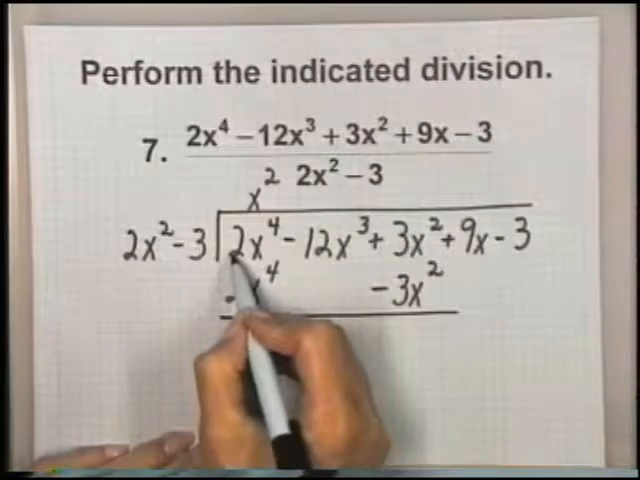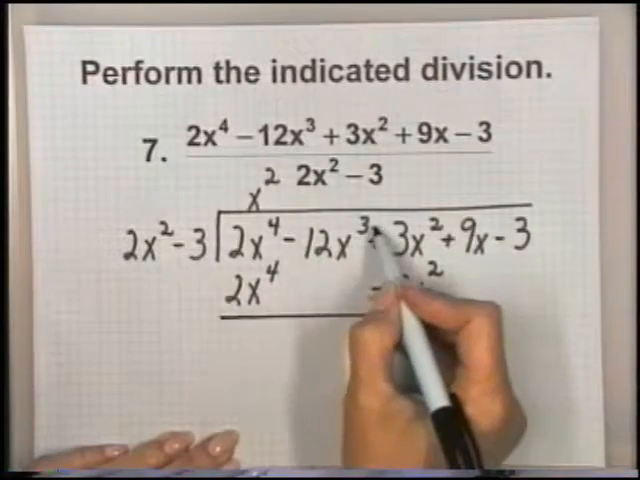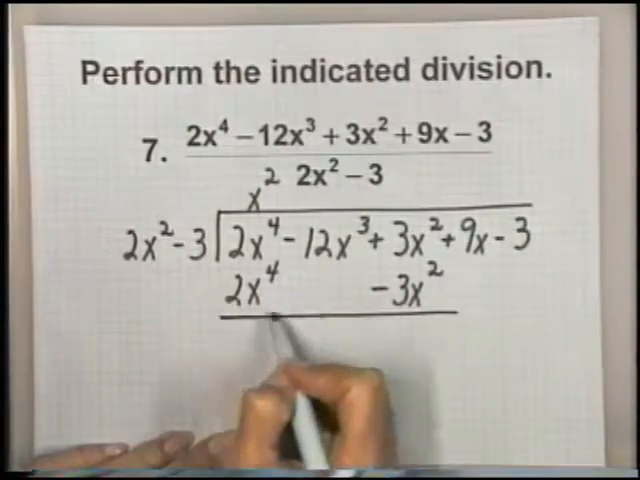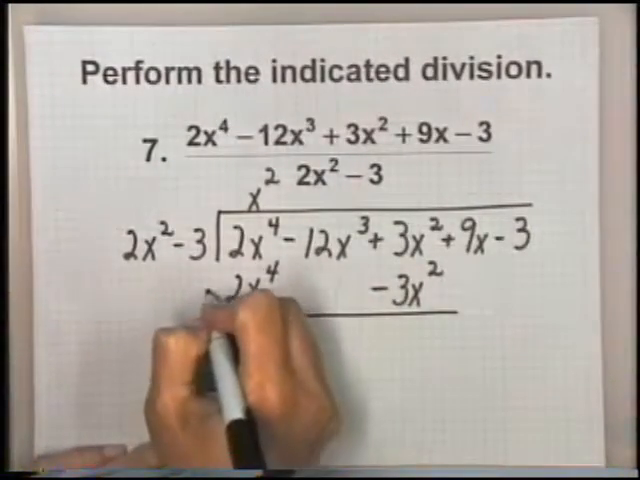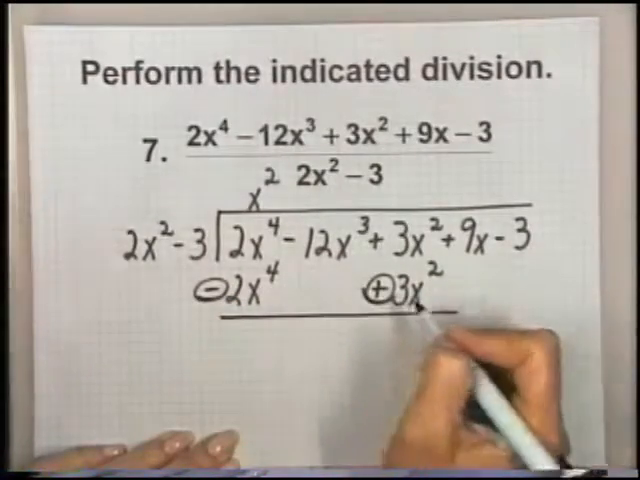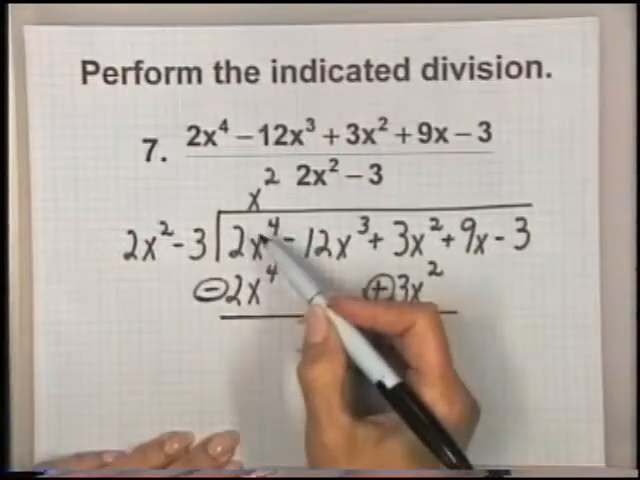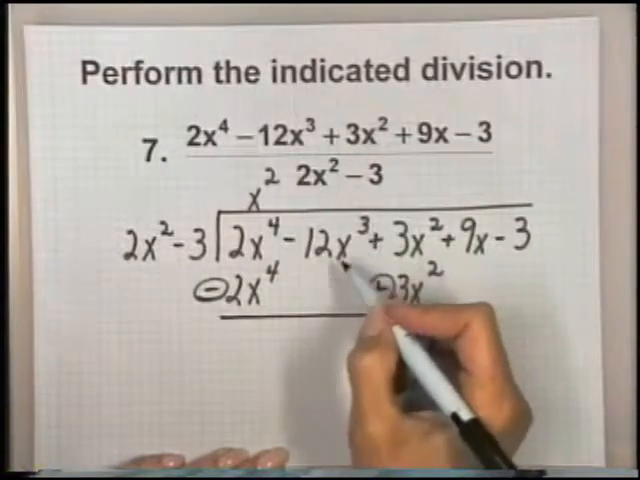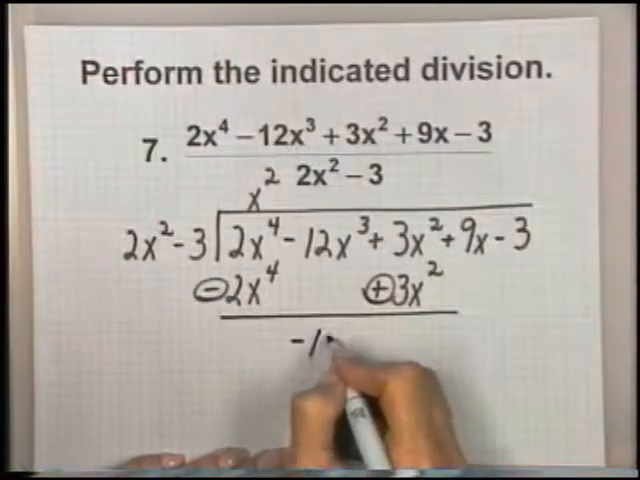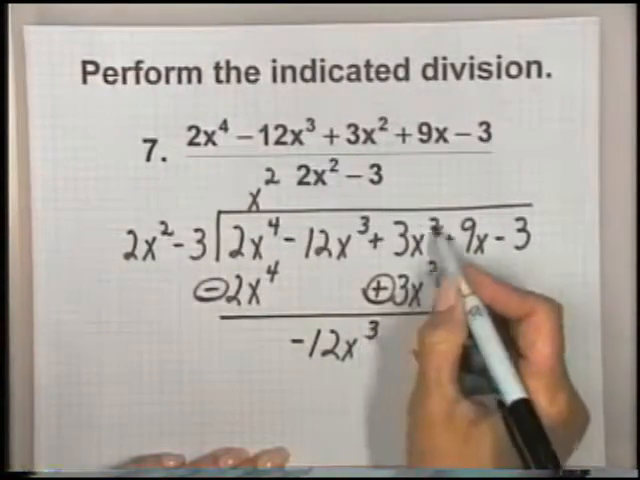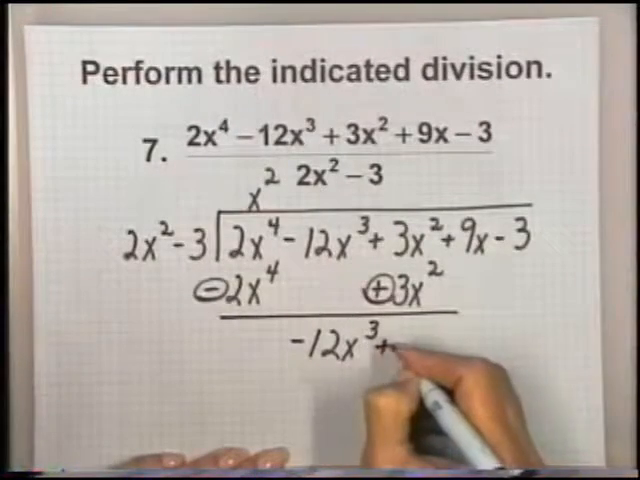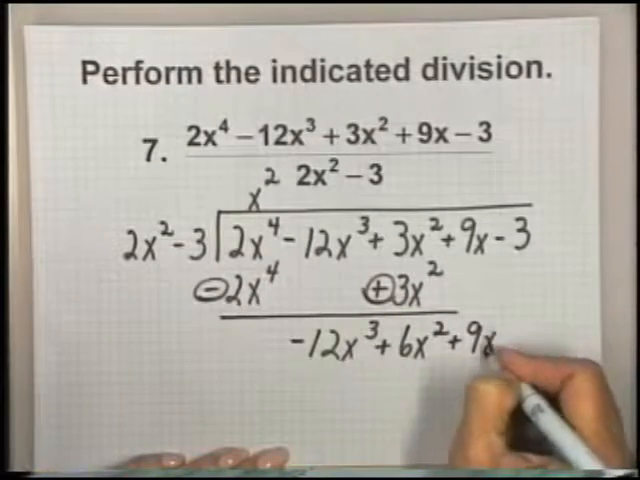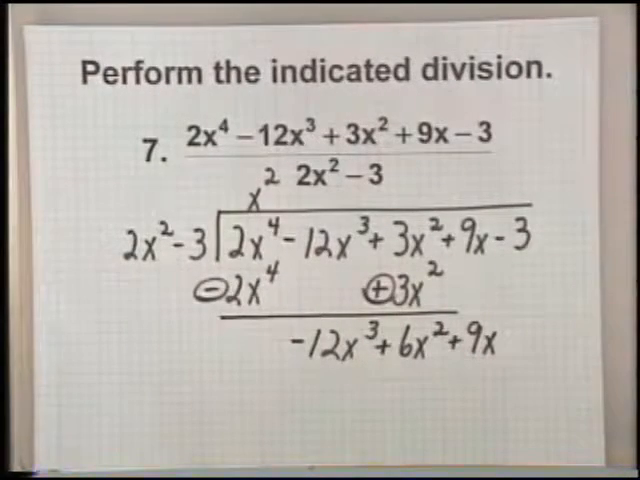Now when I subtract, I am taking this polynomial 2x to the fourth minus 12x cubed plus 3x squared, and I am subtracting 2x to the fourth minus 3x squared from it. Now, let's change these signs and let's combine like terms. 2x to the fourth minus 2x to the fourth is 0x to the fourth. Minus 12x cubed plus 0 is simply minus 12x cubed. And 3x squared plus 3x squared is a plus 6x squared. And next I bring down my 9x.